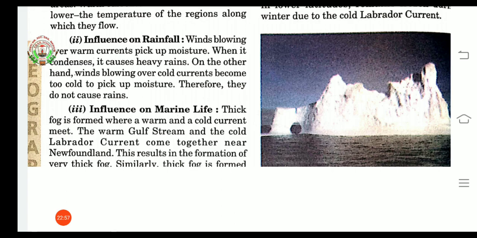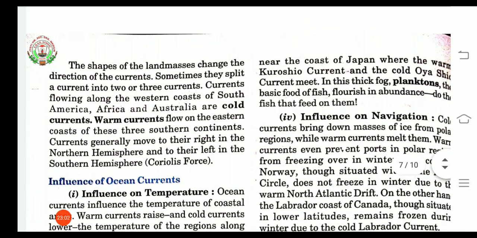In the same manner, the second example is of Japan. Here the warm Kuroshio current and the cold Oyashio current meet, and again it makes a very thick fog there. And plankton means tiny marine organisms or the basic food of fish. So because of this thick fog, plankton is there, and other marine life use this plankton for their survival.